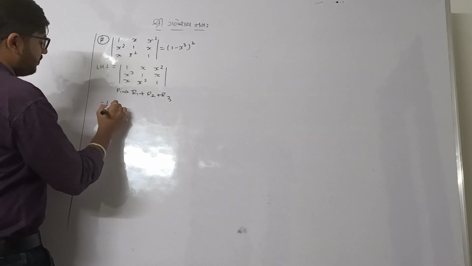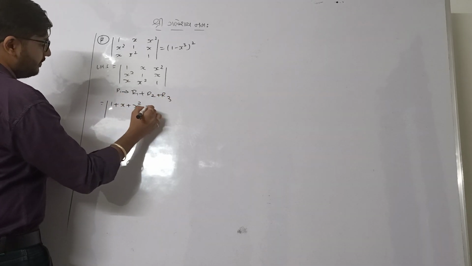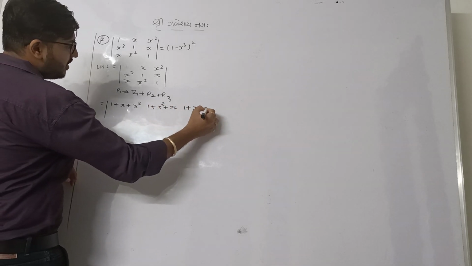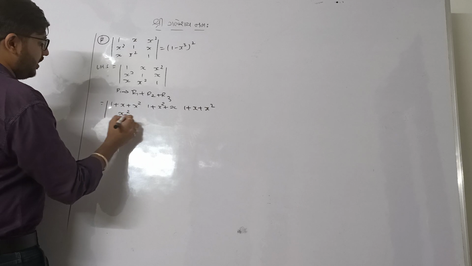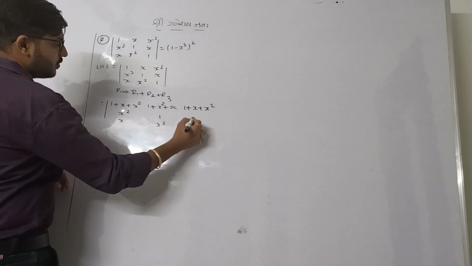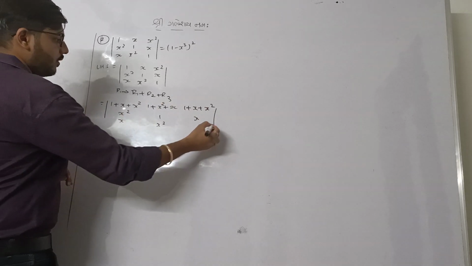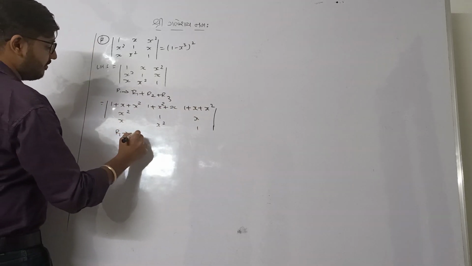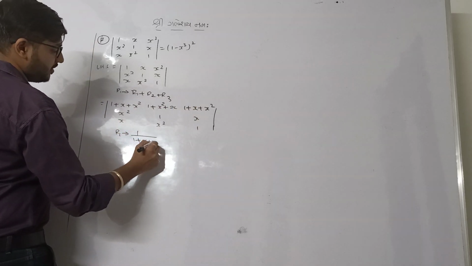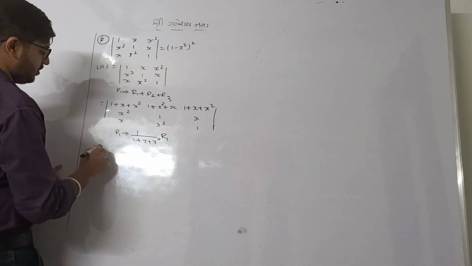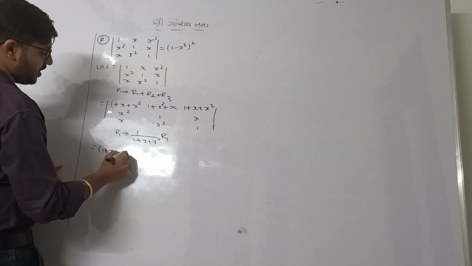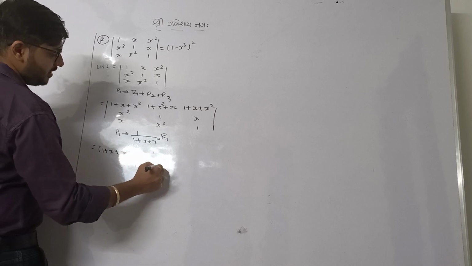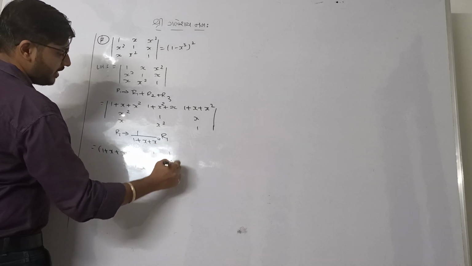So I will get 1 plus x square plus x in each entry of the first row. Here x square, x, 1, x square, x and 1 in the other rows. Okay, so we can take this common, so we divide R1 by 1 plus x square plus x. So 1 plus x square plus x is common, and the rows are 1, 1, 1; x, 1, x square; x square, x, 1.